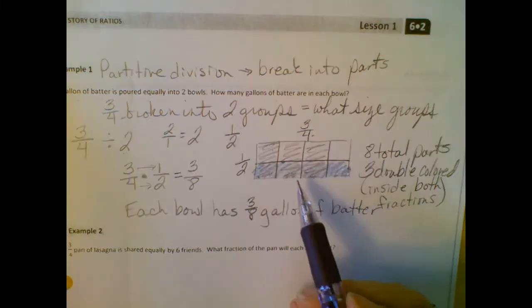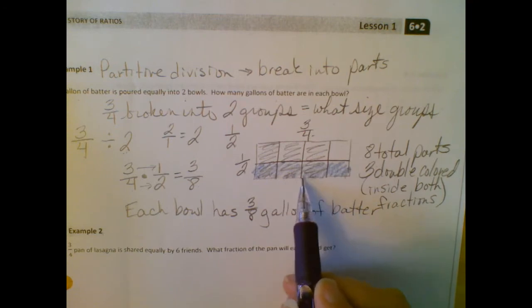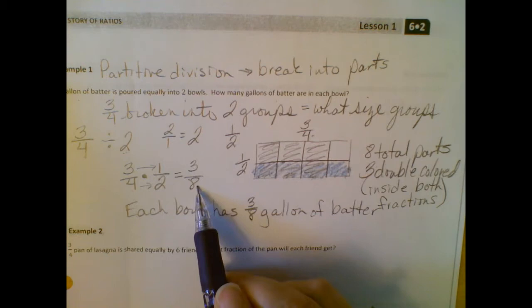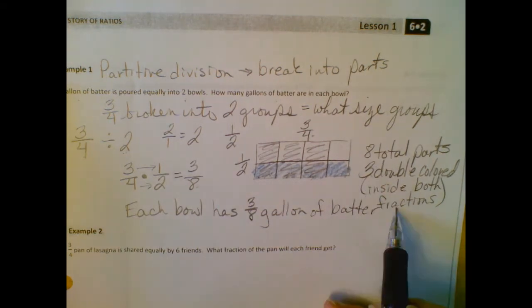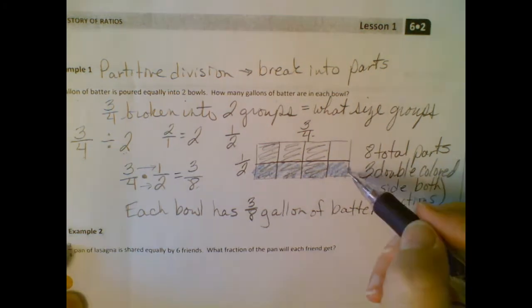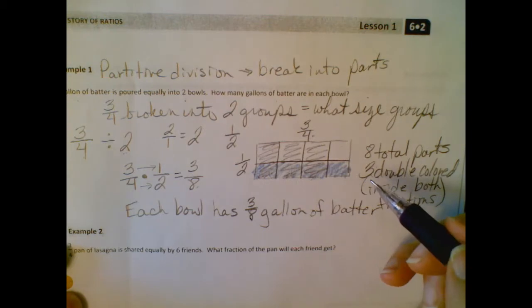So, therefore, again, what's inside my 3/4 and inside my 1/2 when I make my model is what we're looking for. There are 3 double colored inside both fractions out of the 8. So it is a really good concrete representation to look at the model in order to do this.